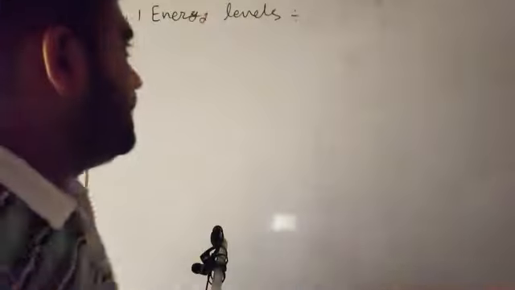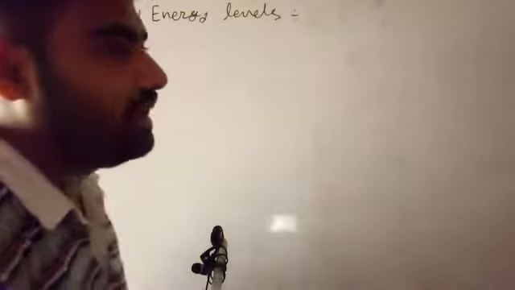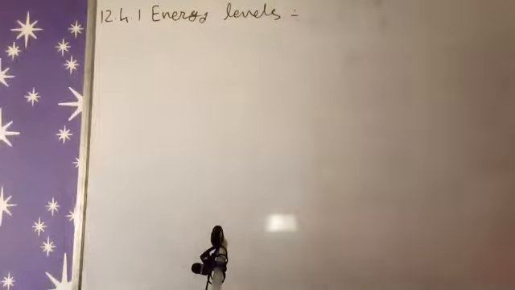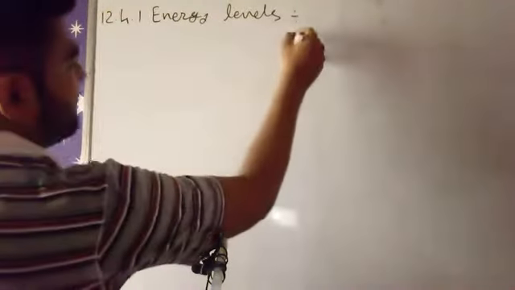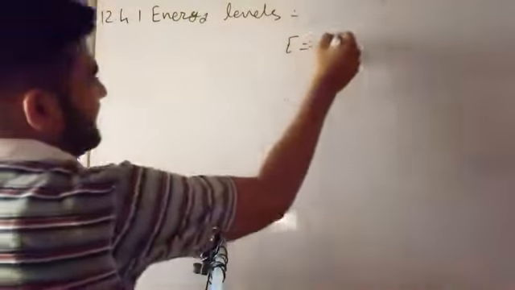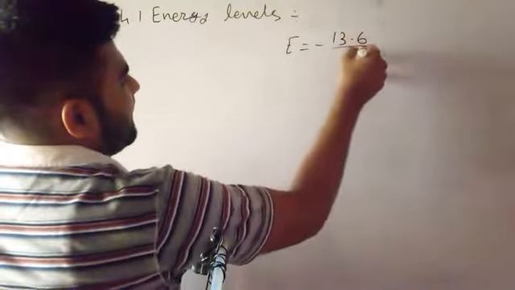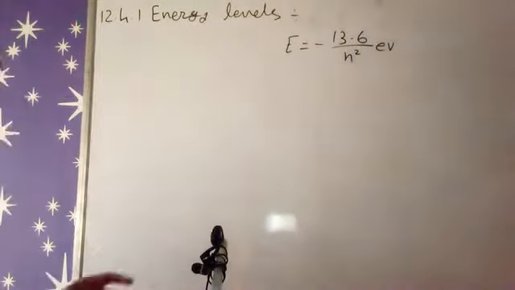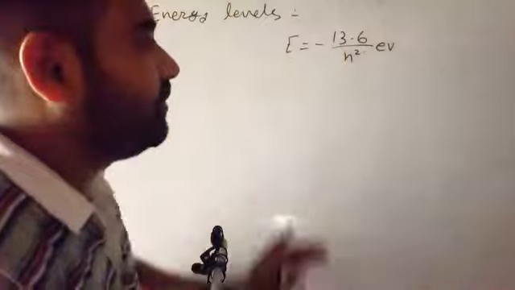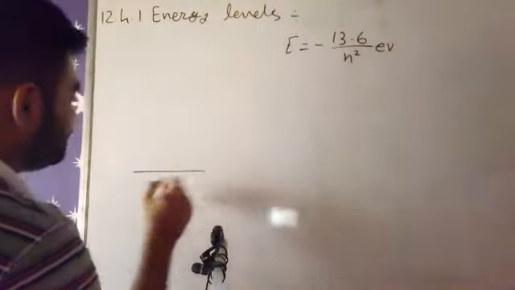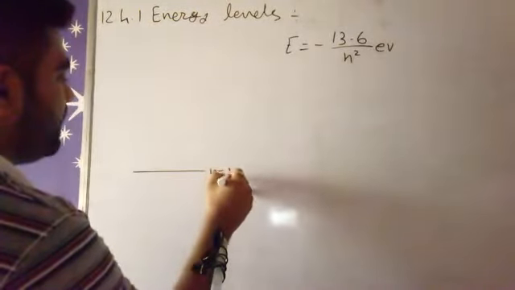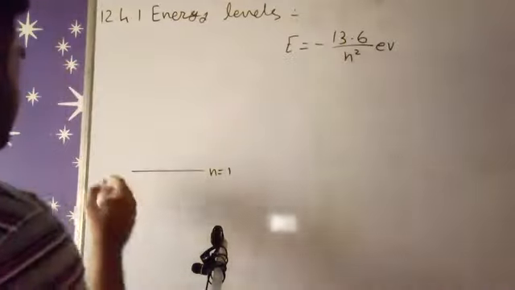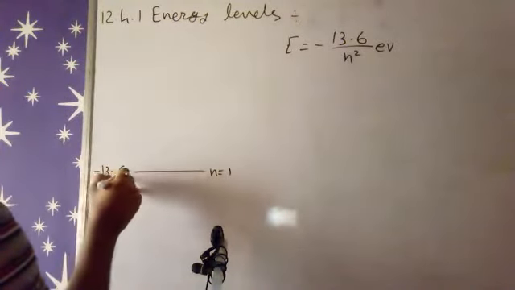Hello friends, now our topic is energy levels. Starting from energy, the energy value is equal to minus 13.6 upon n square electron volt. If we put n is equal to 1, that is our ground state, and that energy value is minus 13.6, right?